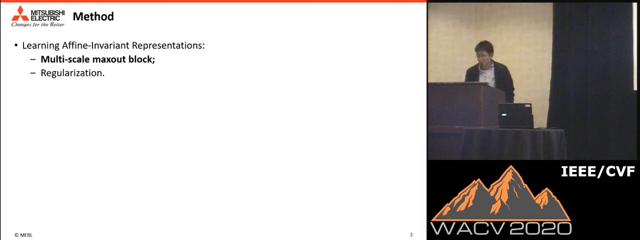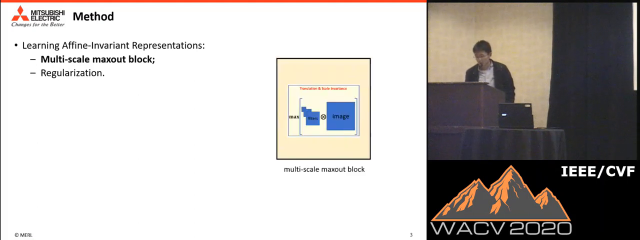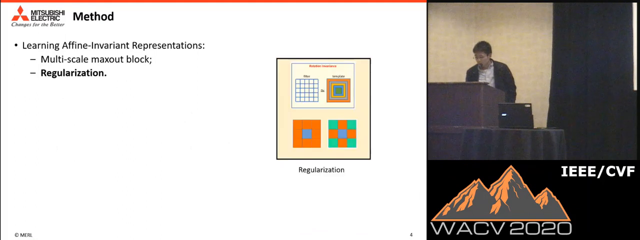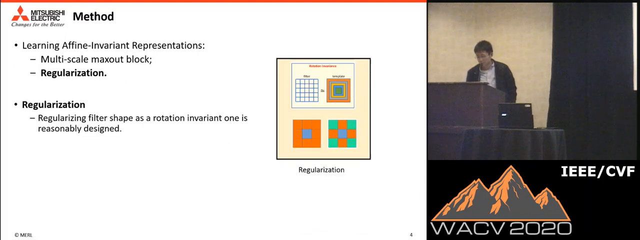The first contribution of this work is the multi-scale max-out block, which uses 3x3 filters as the approximation for different sizes of filters. This pixel-level max-out is based on a multi-scale feature map, and it creates some sort of skip connections for pooling in the network. The second contribution is the regularization. This regularizing filter shape as a rotation invariant is reasonably designed, as the picture shows.